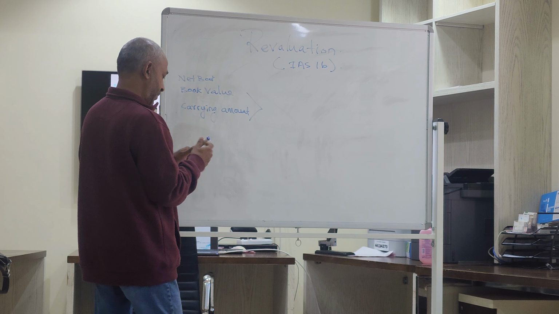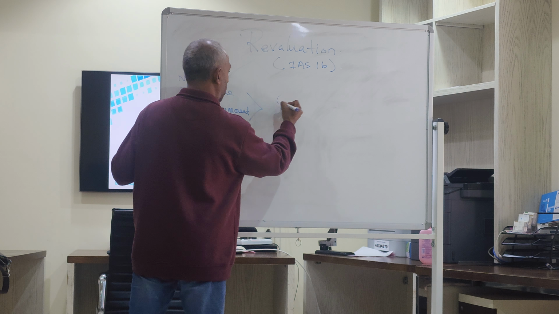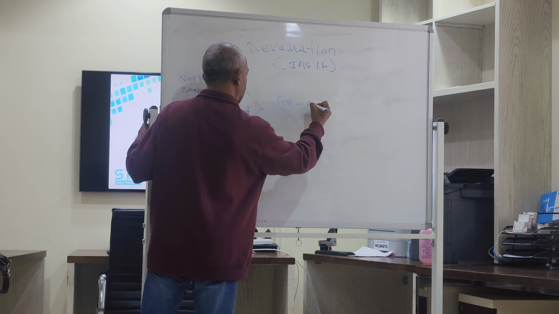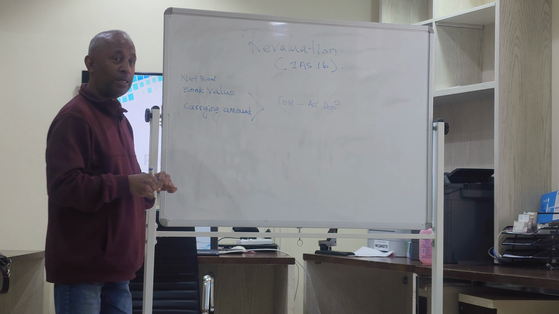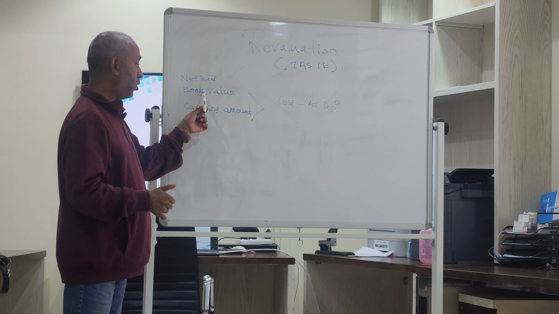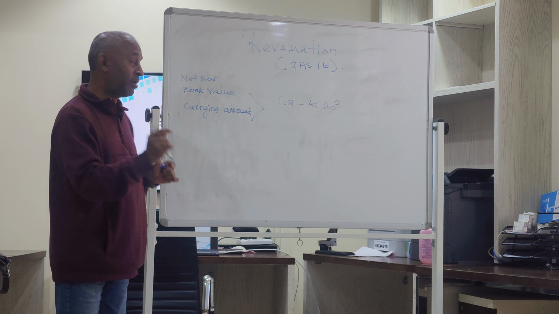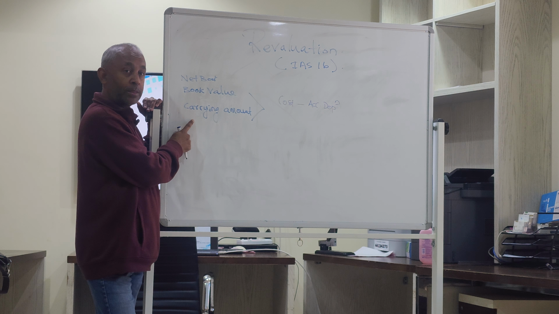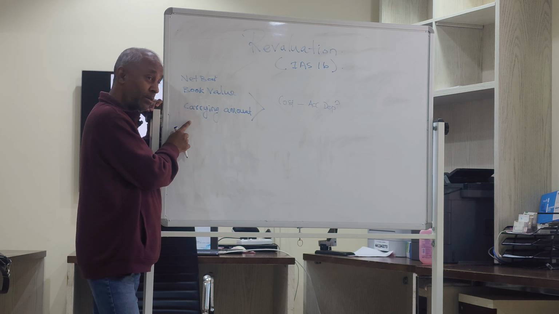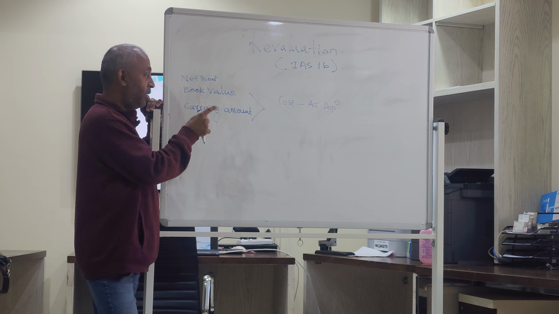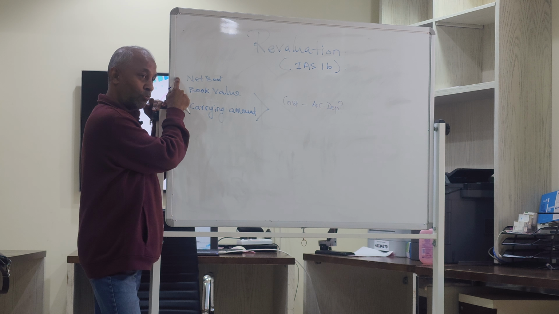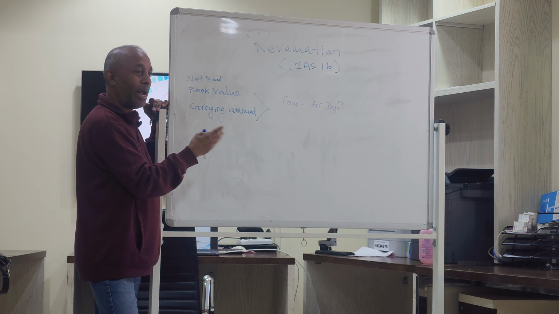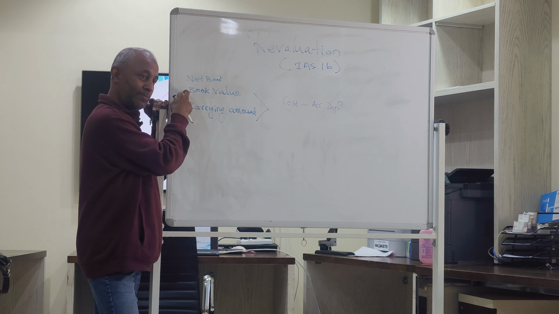What is the meaning? Cost minus accumulated depreciation. This is the carrying value or carrying amount or book value. Usually the standard refers to this word, carrying amount. If you happen to read the standard, you will find this word carrying amount more than book value or net book value. But in day-to-day practice, we use these two terms.